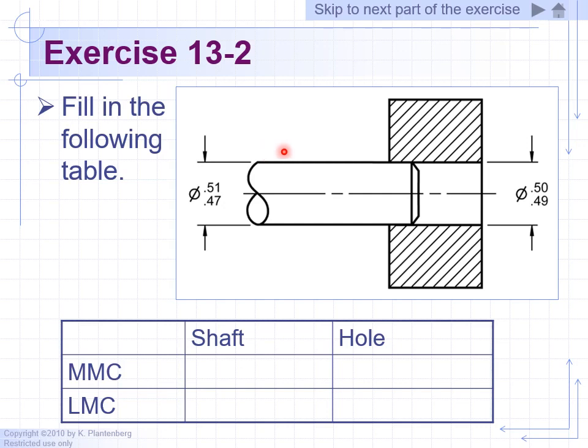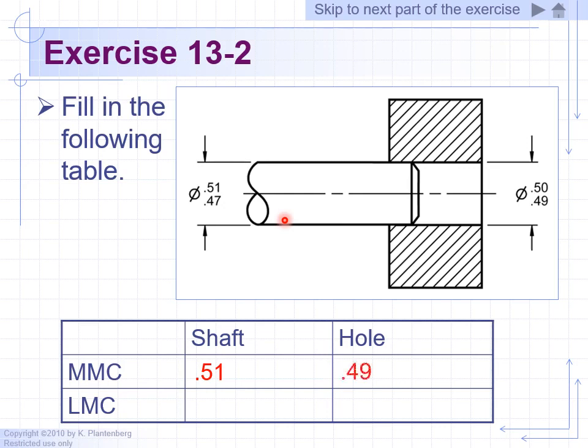Okay, let's first look at the maximum material condition for the shaft. When will the shaft be at its maximum material? That's when it has the most material. In other words, it's when it's at its heaviest. So it's when it has a diameter of 0.51. That's the maximum diameter allowed. That's where it'll be at its most material and at its heaviest.